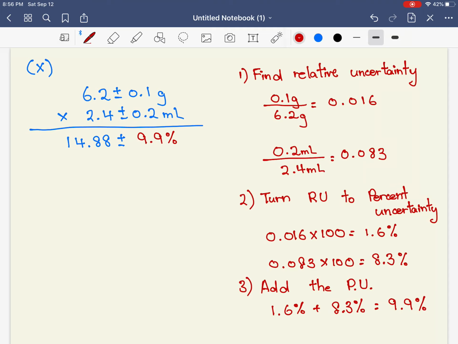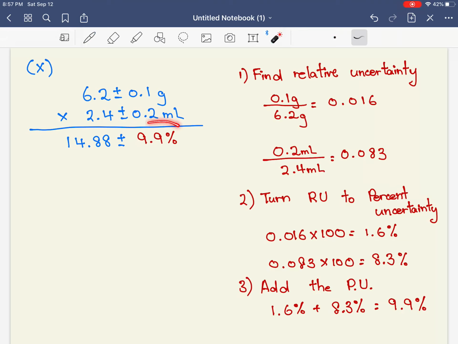Okay, now, is this your answer? I mean, is that the answer? No, that's not the answer. That would be a ridiculous answer. What is 14.88 grams per milliliter plus or minus 9.9%?